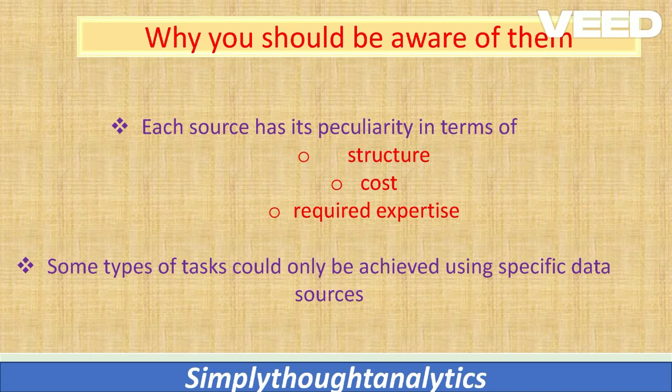Some types of tasks can only be achieved using specific data sources. For example, you can only do real-time analysis using a data stream. It's as simple as that. That is why it is important for a data professional to be aware of this and know when each will be useful for their organization based on the kind of projects they want to be doing.